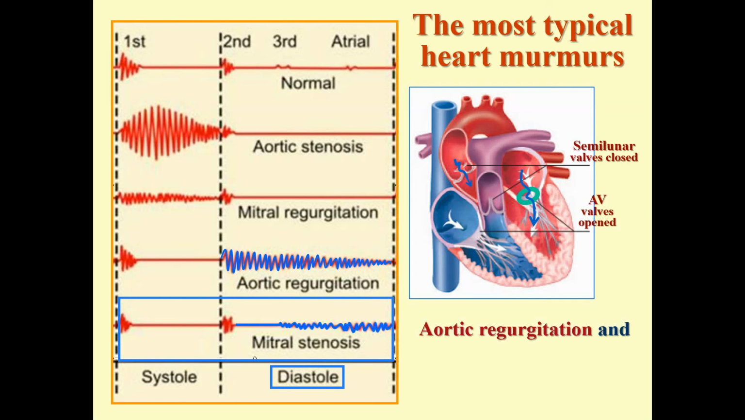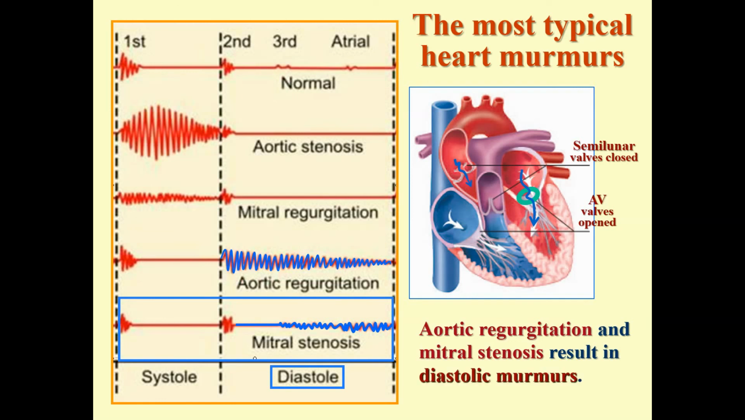So you can conclude now that aortic regurgitation causes backflow during diastole, so a diastolic murmur will occur. And mitral stenosis as well produces a problem during diastole. So they both result in diastolic murmurs.